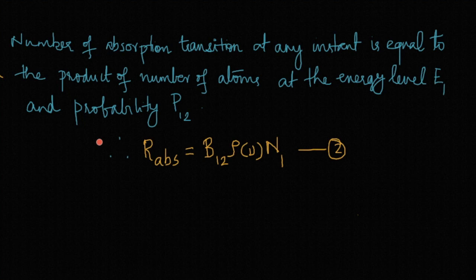As a result of this absorption, N1 will decrease but N2 will go on increasing. But in the previous video we discussed that under normal conditions, or normal distribution, the number of atoms in the upper energy level cannot be greater than N1. So N2 is never greater than N1, but this process indicates that as time progresses, N1 decreases and N2 goes on increasing.